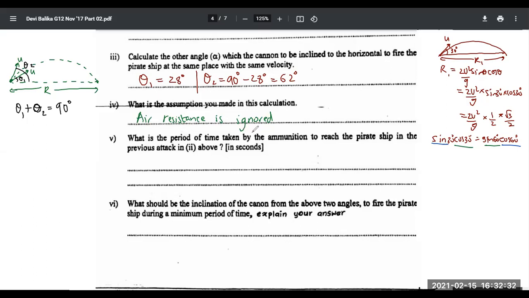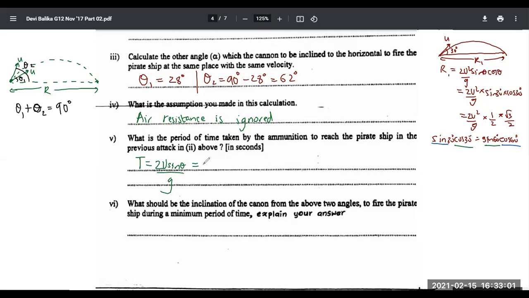What is the period of time taken by the ammunition to reach the pirate ship in the previous attack? In seconds. How long will it take? Okay, fine. We found an equation, we derived an equation. It was t equal to 2u sine theta divided by g, isn't it?